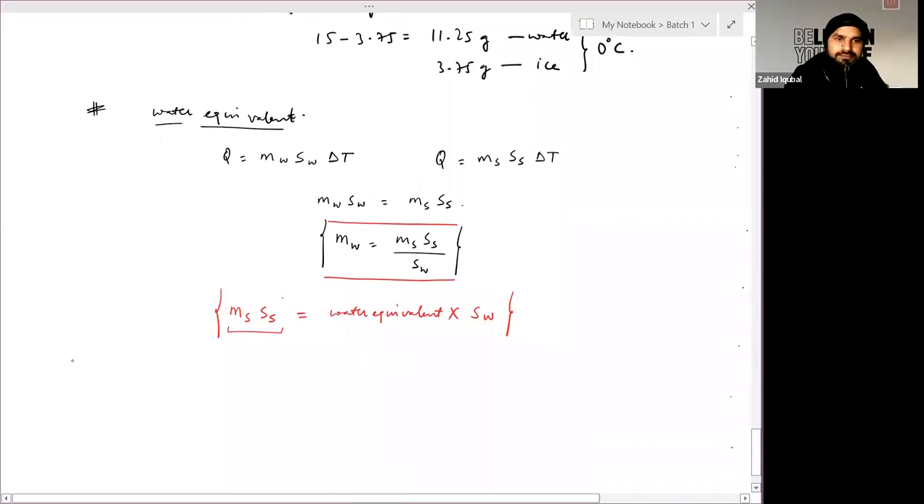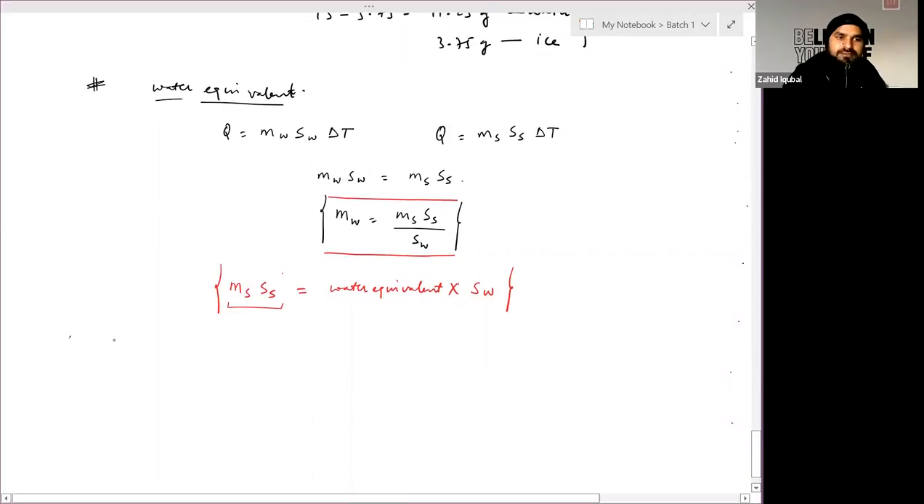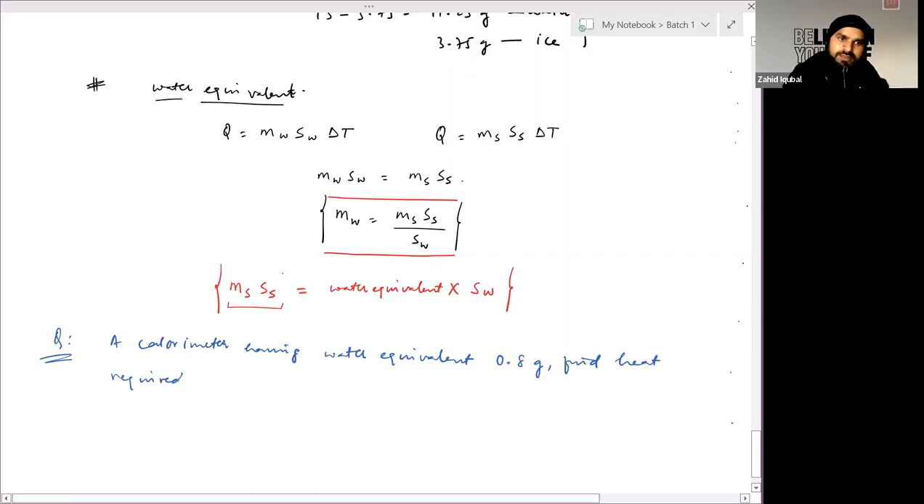Let me give you a question. A calorimeter having water equivalent 0.8 gram, find heat required to change its temperature from 20 degrees Celsius to 50 degrees Celsius. Try to solve using the above concept.